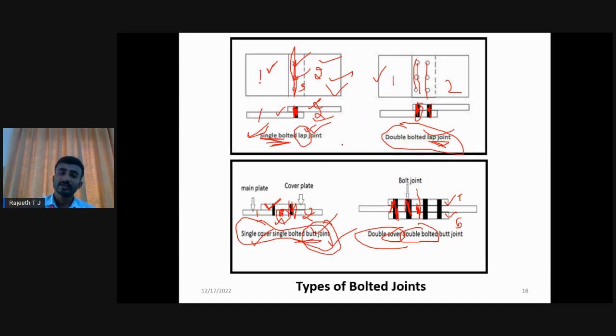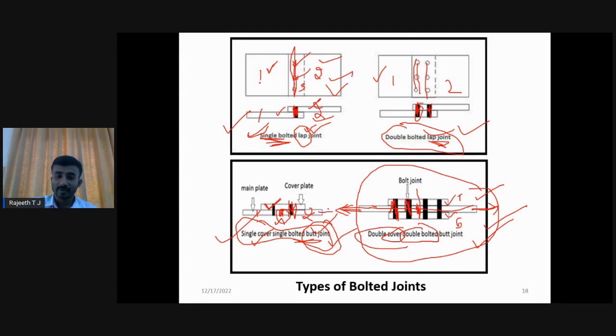Out of these four, single bolted lap joint, double bolted lap joint, single cover single bolted butt joint, and double cover double bolted butt joint, the double cover, double bolted butt joint is the strongest one, since we connect with more bolts. And here, if you observe the eccentricity, the force from here has to transfer to this side through these bolts. When you apply force on this, since there is no eccentricity between these two lines of action of the forces, this will carry more load when compared to the others.